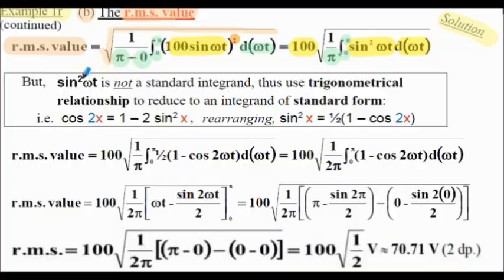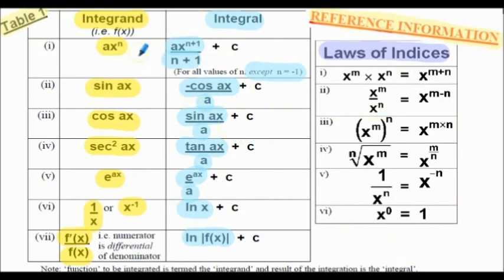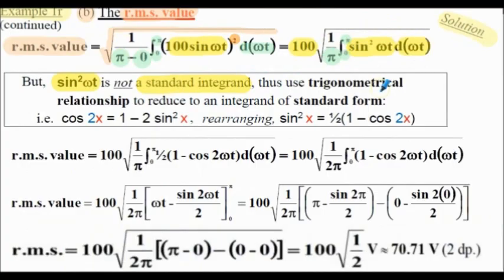Now, as mentioned previously, in our standard tables there's no sine squared function here. We have a sine function, sine ax, but no sine squared function. So we're considering this not standard form. So we're going to use our trig identity, noting that we can write sine squared x in terms of a half 1 minus cos 2x.